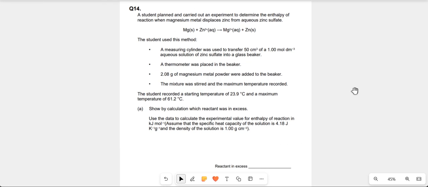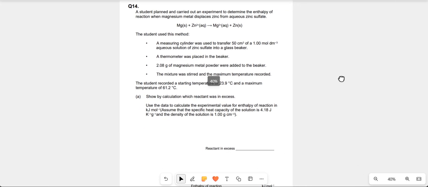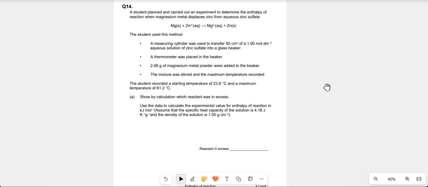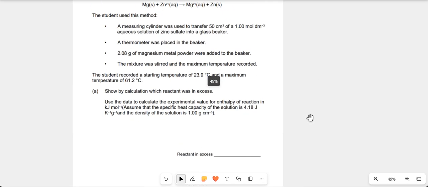A student planned to carry out an experiment to determine the enthalpy of reaction of magnesium displacing zinc. Show by calculation which reactant was in excess, and then use the data to calculate the experimental value. So let's find which one is in excess first. That means I need to find whether ZnSO4 or magnesium was in excess. So let's just find the moles of both of them, and the one with the higher moles will be in excess.